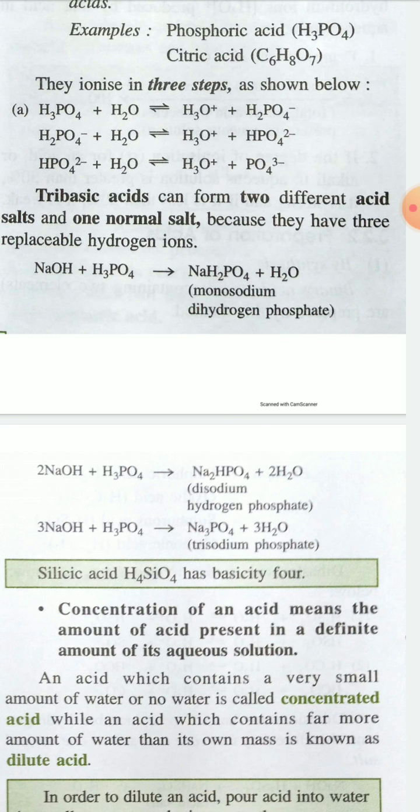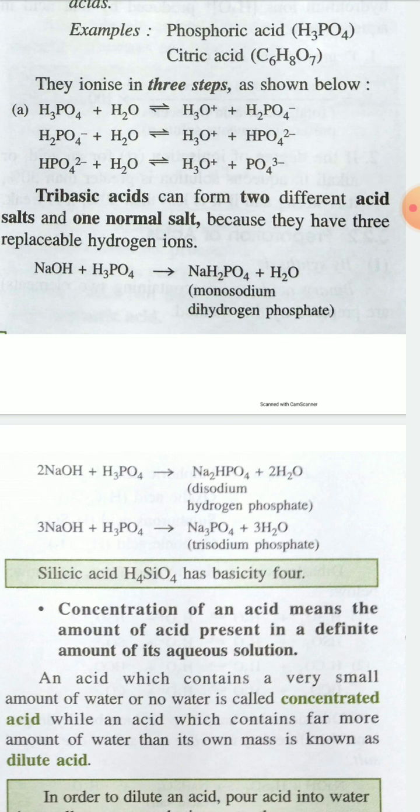When it reacts with sodium hydroxide, in the first step one hydrogen atom will be released, and the product formed will be NaH2PO4, after releasing one H plus ion, and a water molecule.